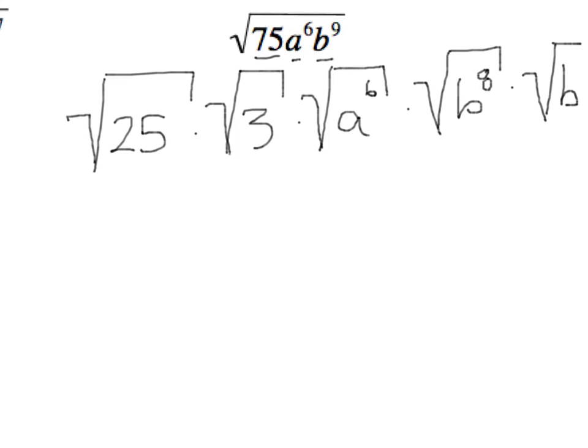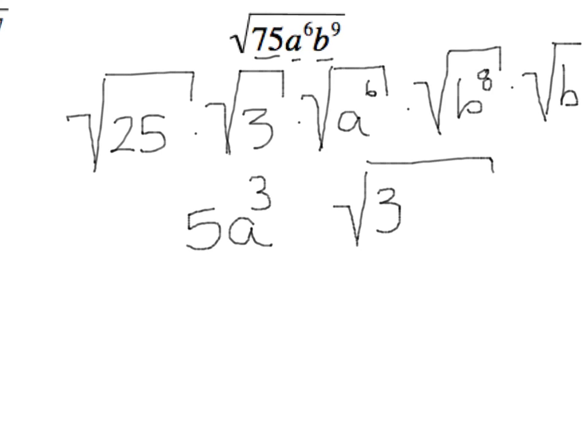Now I can go ahead here and get started on simplifying this. So the square root of 25 is 5. The square root of 3 is not a perfect square, so it needs to stay in the radical symbol. So I'm going to make some room over here for anything that needs to stay in the radical. So my 3 is going to stay over there. A to the power of 6, I can take the square root of that, and that's going to give me a to the power of 3, so I'm going to write it outside the radical.